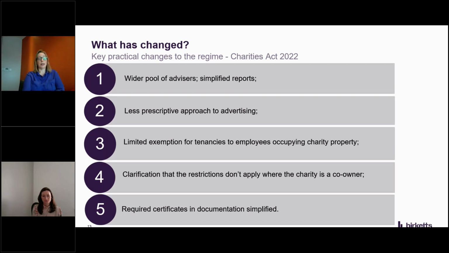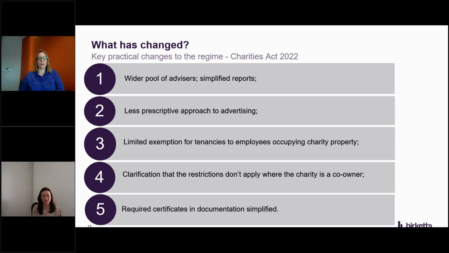Previously, this would have been a connected party transaction because an employee is a connected party, and you would have had to have gone to the commission, which obviously is very burdensome. So this is really quite a useful exemption.